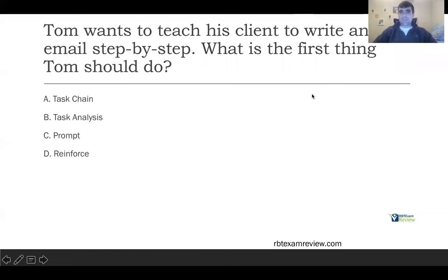So in this example, Tom wants to teach his client to write an email step by step. What is the first thing Tom should do? If you know your terms and your definitions, you should immediately be able to eliminate 2 of these answer choices. Prompt is immediately out, because you know a prompt is not the first thing you would do in this situation. A prompt is just trying to evoke a response, but you're trying to teach something step by step. So you know prompt is out, and you know reinforce is out, because we're not talking about increasing a behavior.